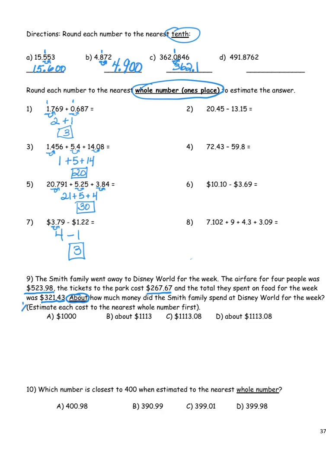Now here's a big clue. Estimate each cost to the nearest whole number first. So it's giving you a clue. So let's go through each one. So what you want to do is make a list of all of the numbers that you're dealing with. So it's 523.98. And we have 267.67. And lastly, we have $321.43. Okay, so the next thing you want to do is round each of those to the nearest dollar.